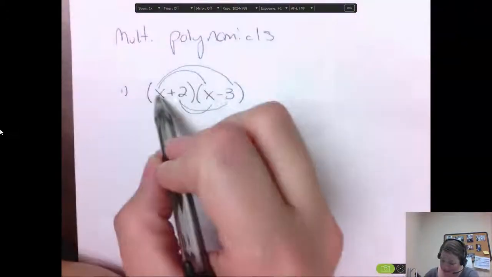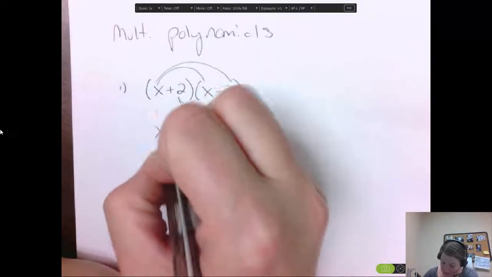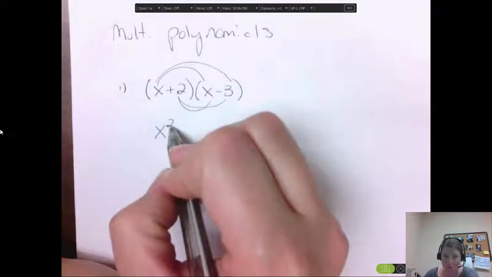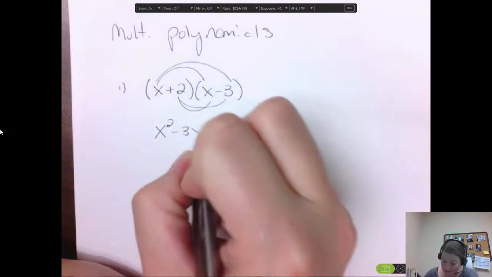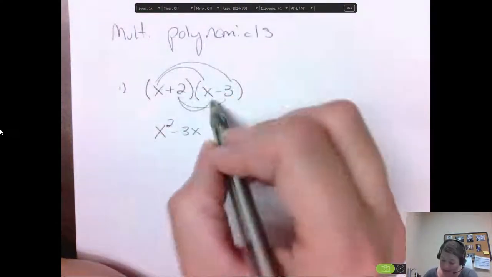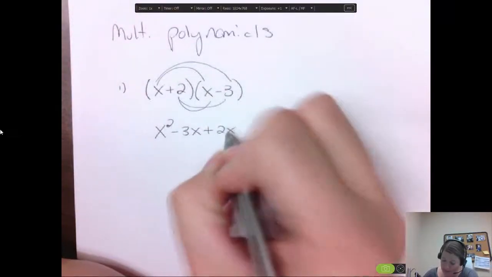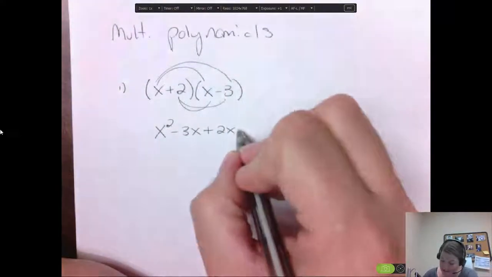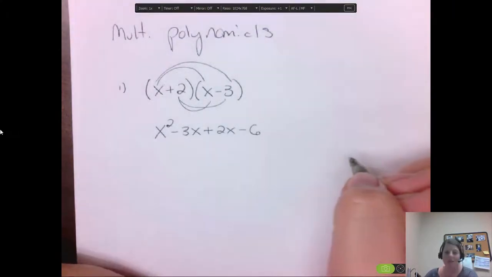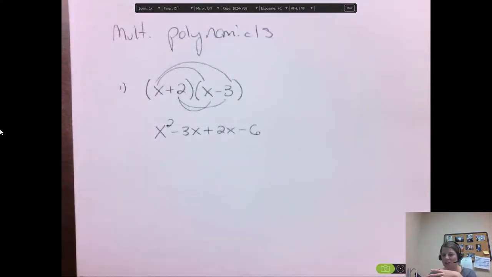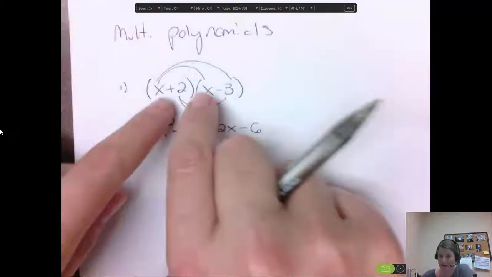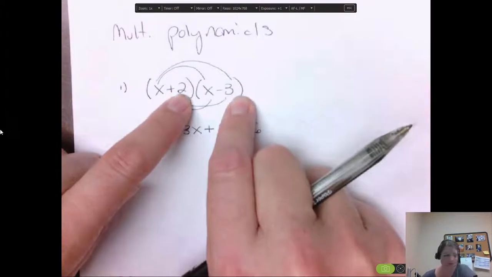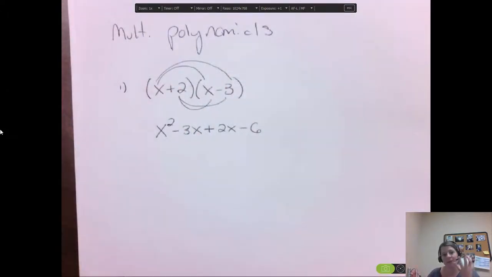So let's do this one. x times x is x squared. x times negative 3 is negative 3x. Then 2 times x is 2x, and 2 times negative 3 is negative 6. So we've done the four multiplications. That's what FOIL actually stands for: first, outer, inner, last. It's just four multiplications.